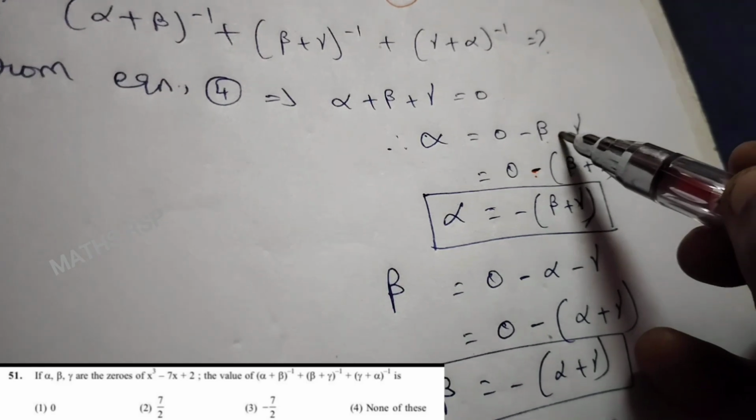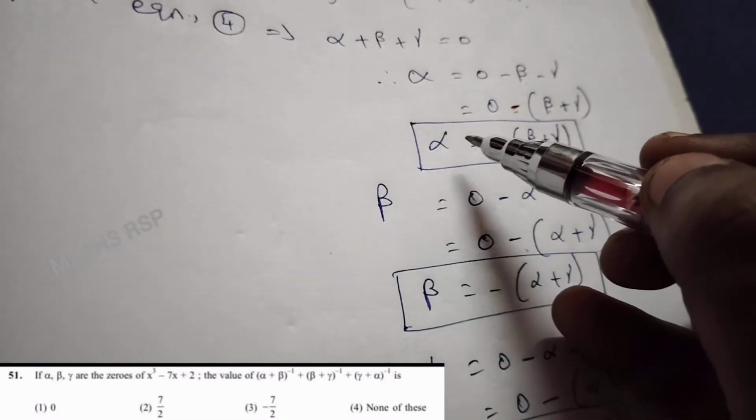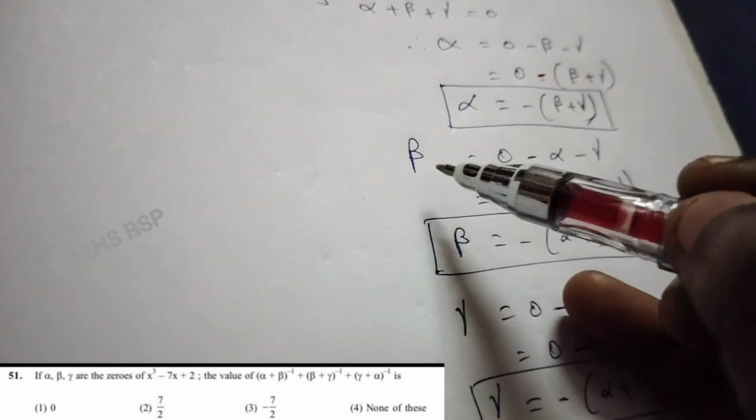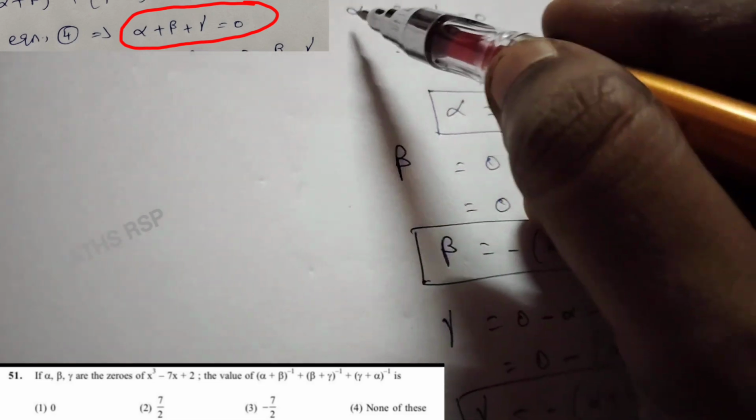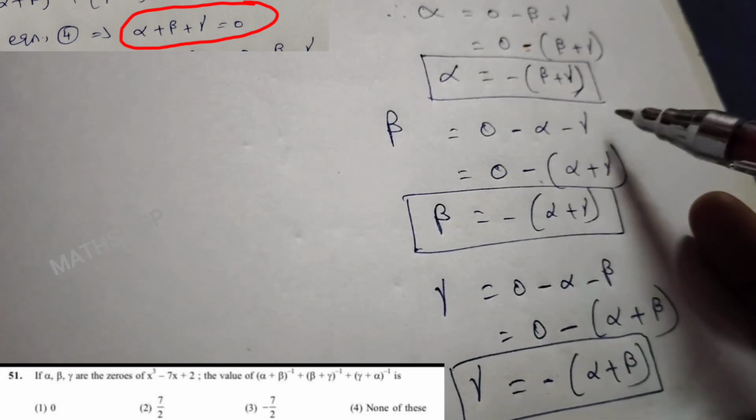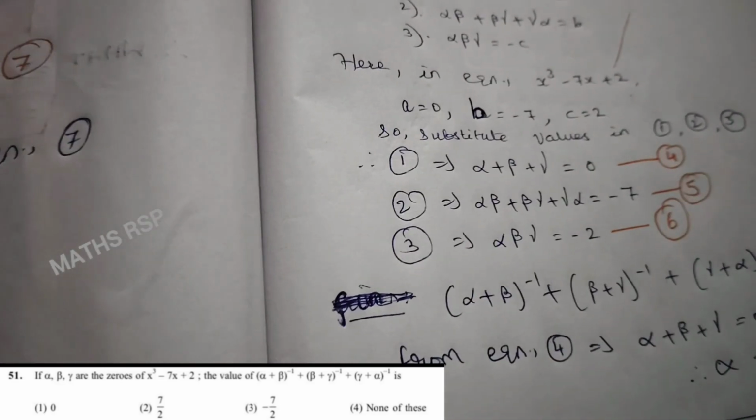So I take minus as common from beta plus gamma. So 0 minus this value is obviously minus of beta plus gamma. So I have found alpha equal to minus of beta plus gamma. We need to find beta and gamma also, okay? So I just kept beta on the left side and 0 plus alpha, after the equal sign, it will be minus alpha and minus gamma, like that. Okay, so I found the alpha, beta, gamma values.